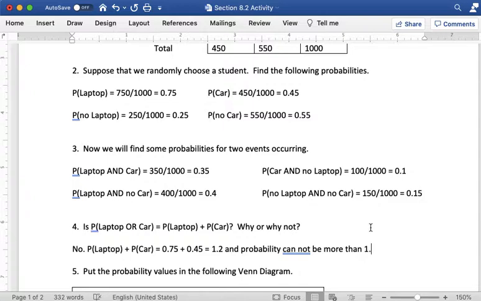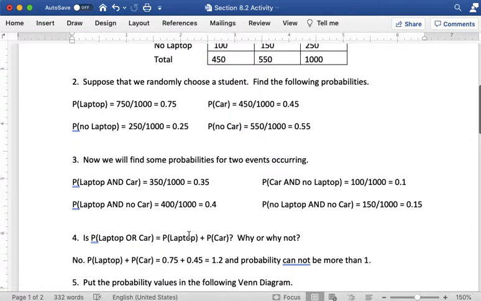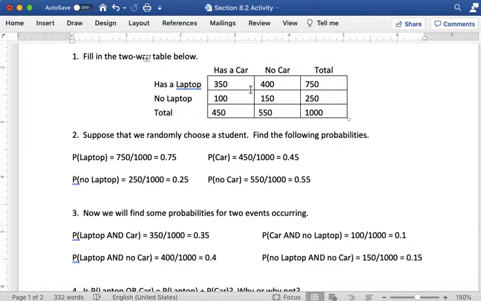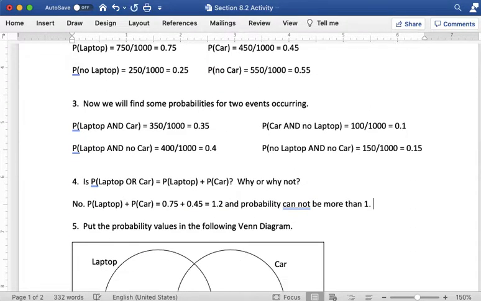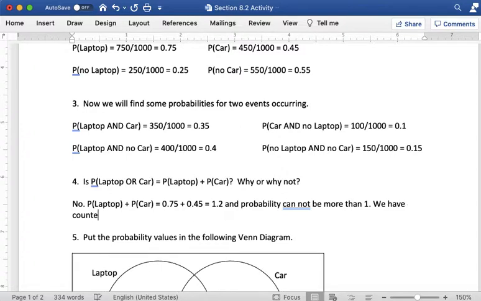As we talked about earlier, a probability of 1 means that something is guaranteed to happen, but probability values cannot be higher than 1. So that's a numbers explanation of why this doesn't work. The reason that it doesn't work is if you look at our table here, the probability a person has a laptop is adding these two boxes, 350 plus 400. And the probability of having a car is the 350 plus 100. So we've counted these 350 students twice. And so that's what makes our value too big.